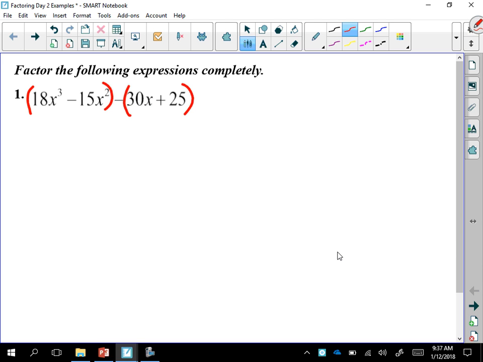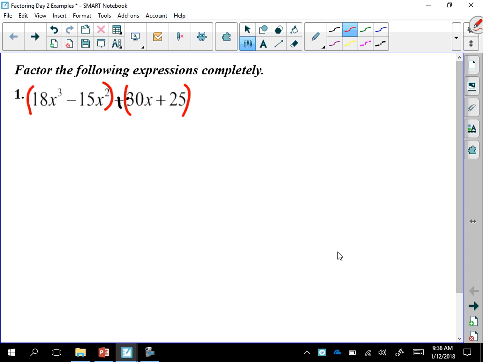I've got to make sure that I handle addition and subtraction signs appropriately. So what I'm going to do before I group is make just the 30 negative and then group. Okay. So now that's a negative 30x plus 25, which is what it was originally with the subtraction sign. So we've grouped the first 2, we've grouped the second 2, and now we're going to take out a GCF.